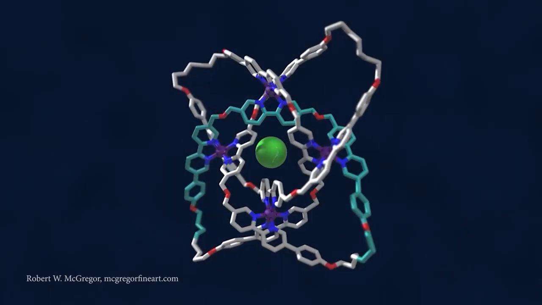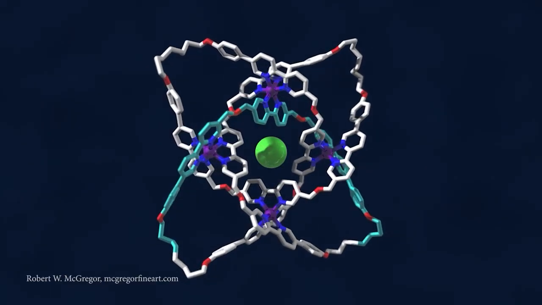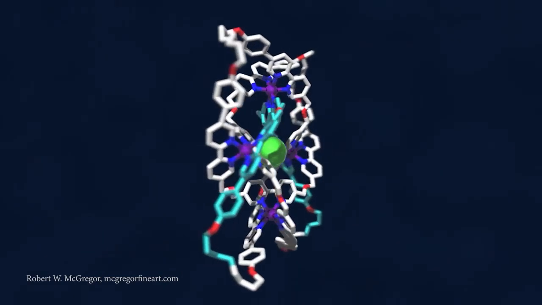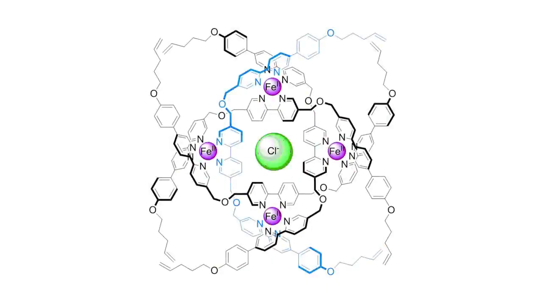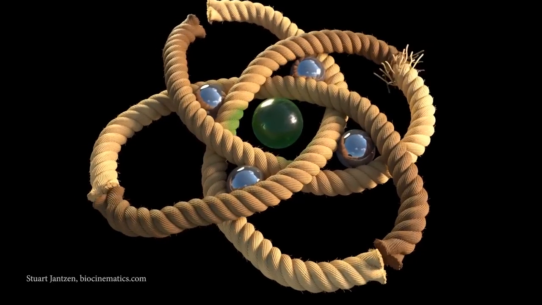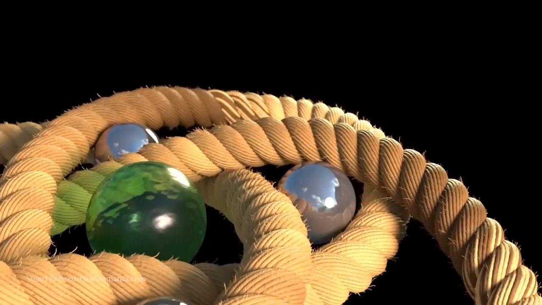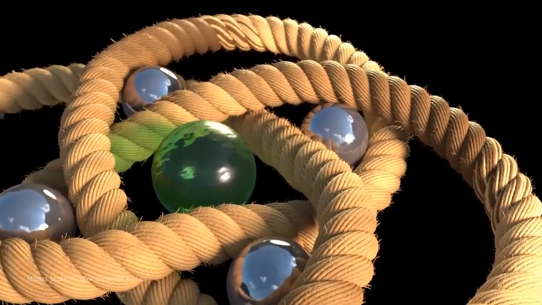The most complex knot yet created is the 819 knot, with 192 atoms tied around a central chloride ion. This molecule holds the Guinness World Record for tightest knot in the world, defined as the most crossings per unit length. In this case, 8 crossings in 20 nanometers.